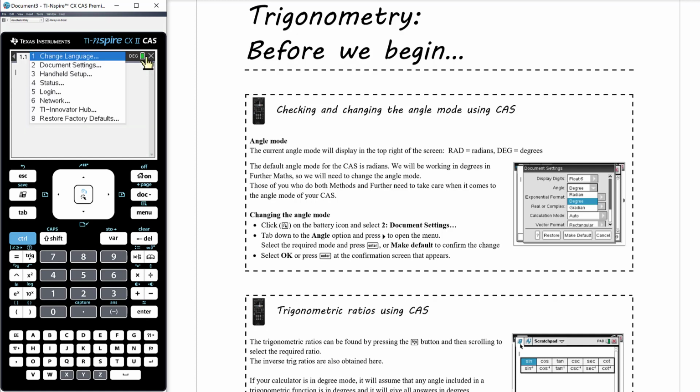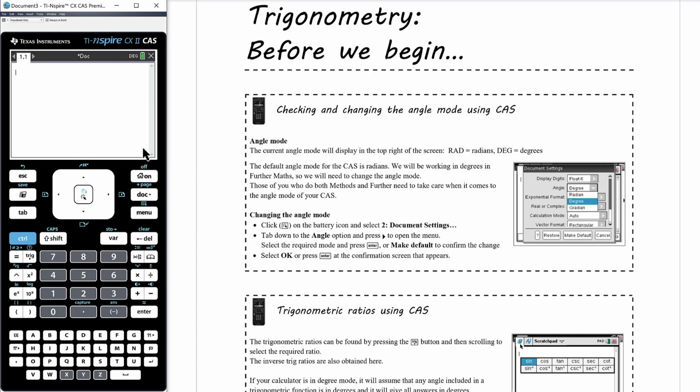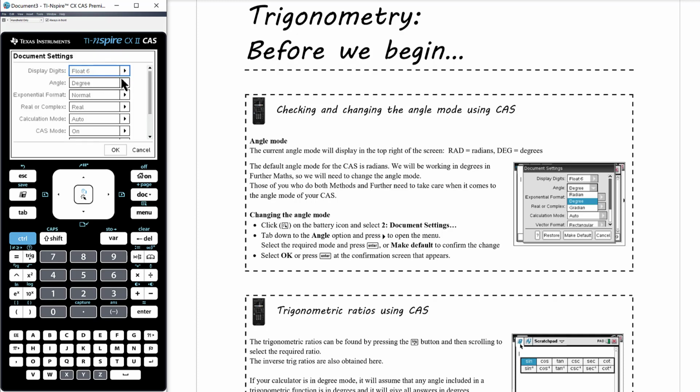But I would click on the battery, go to document settings, and you should be able to see the angle mode here. So if you are not in degree mode, this is where you're going to need to come to change it. Okay. So I'm in degree mode, so I'm going to leave that. I'm going to cancel that. So clicking on the battery, document settings, degree.